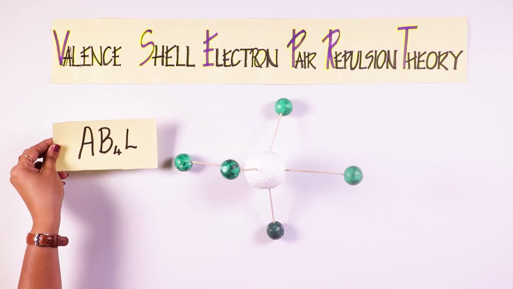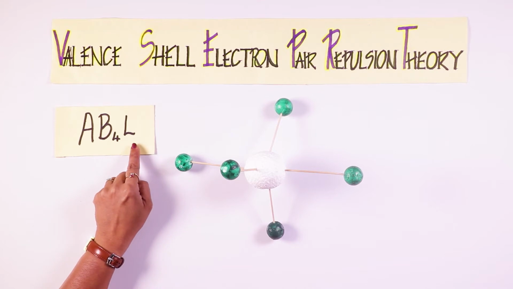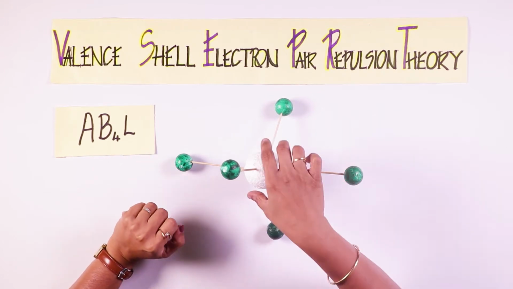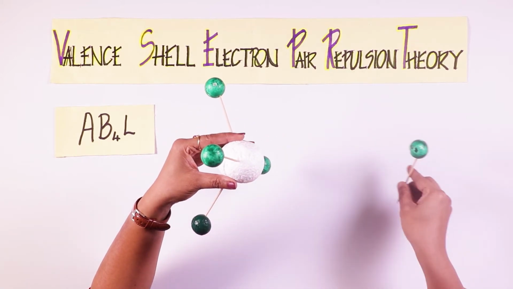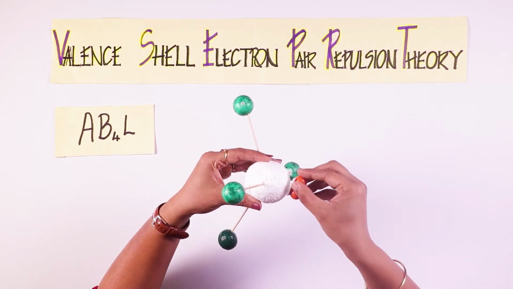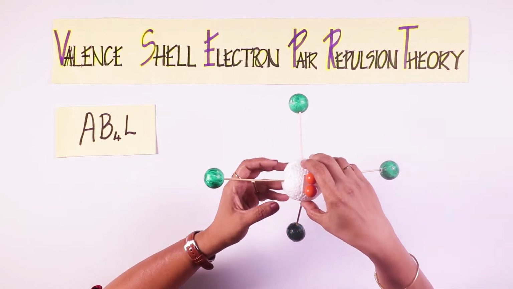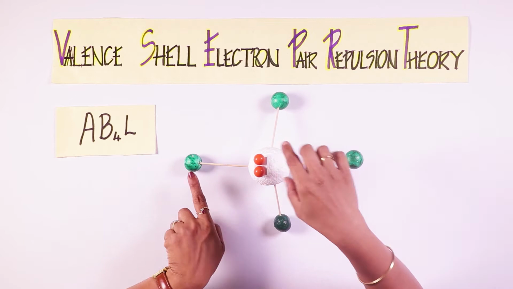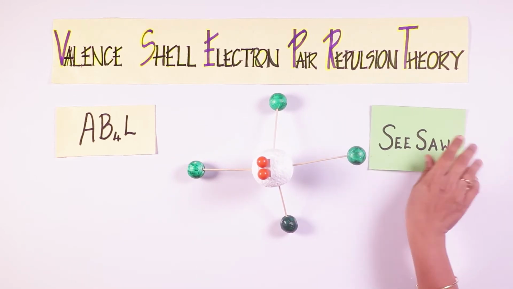Let's see the next derivative of AB5, which is AB4L, where one of the bond pairs is replaced by a lone pair of electrons. Let me take this trigonal bipyramidal structure and replace one of the bond pairs by a lone pair and see what happens to the shape. When we replace one of the equatorial bonds by a lone pair of electrons, the trigonal bipyramidal shape becomes a seesaw shape. Shape of AB4L is seesaw.